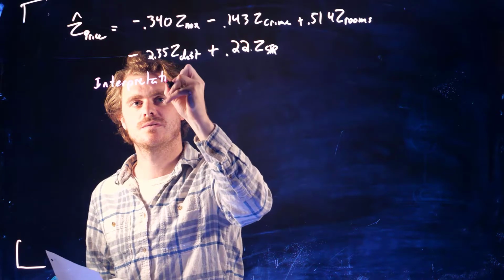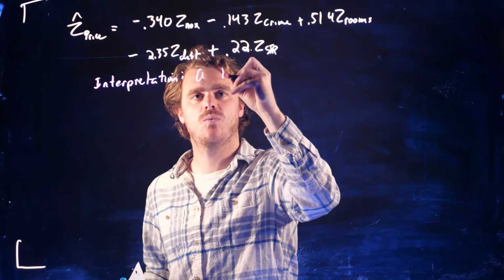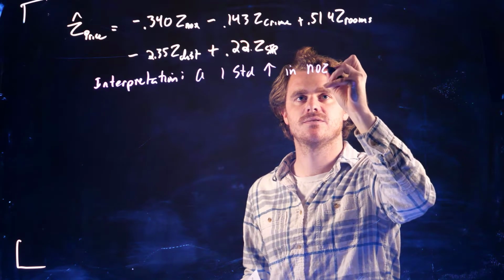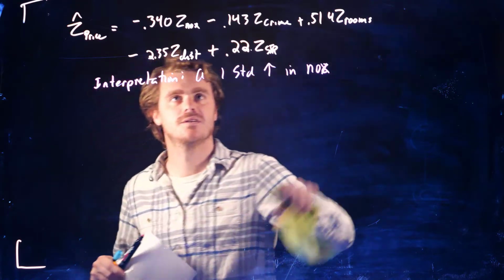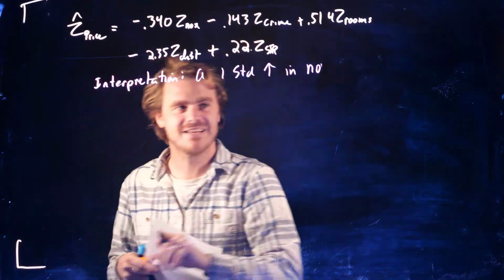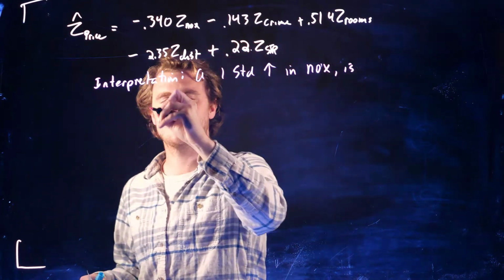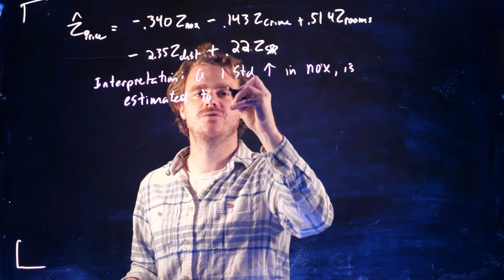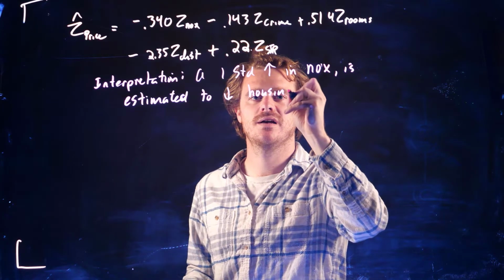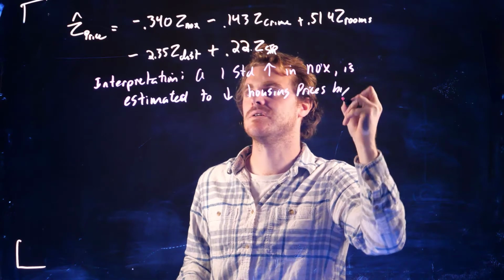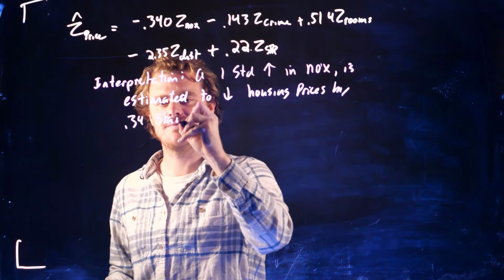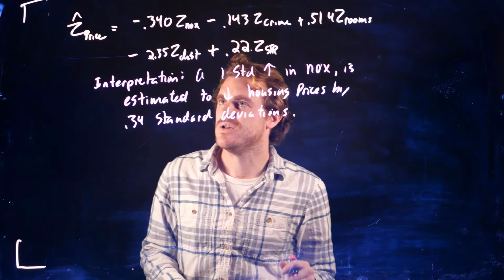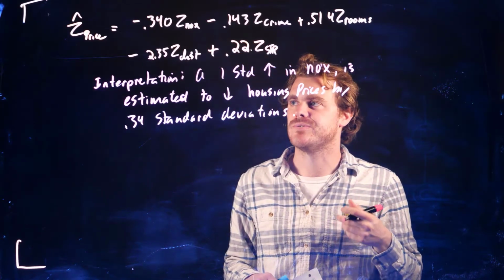Interpretation: a 1 standard deviation increase in nitrous oxide, NOx is what I'm trying to write here, in nitrous oxide is predicted or estimated to decrease housing prices by 0.34 standard deviations. So that's how we'd interpret an actual estimate if we ran this in Stata.